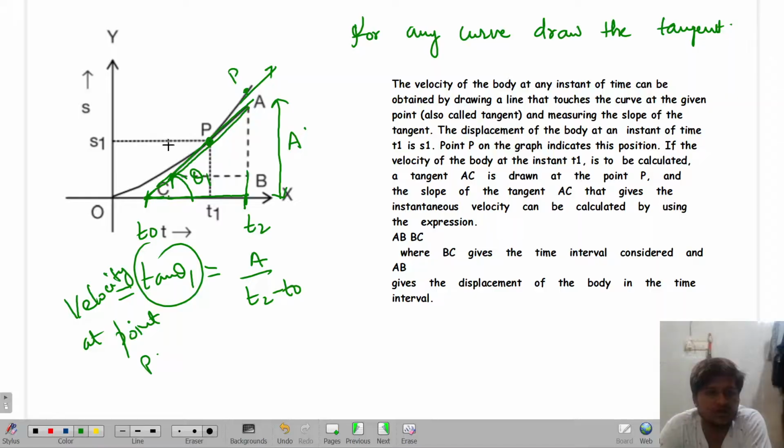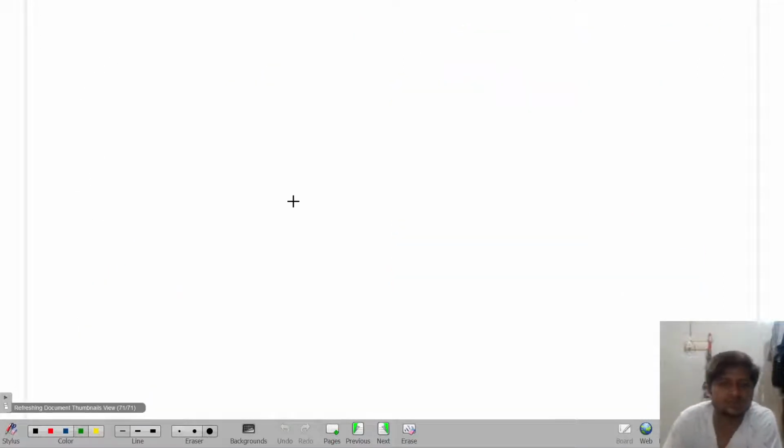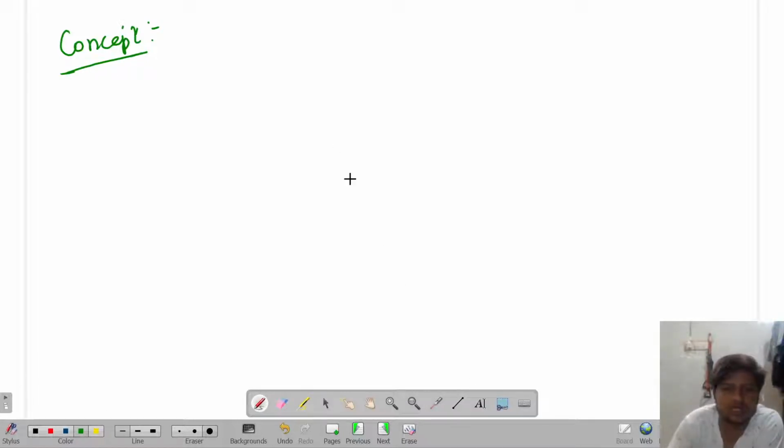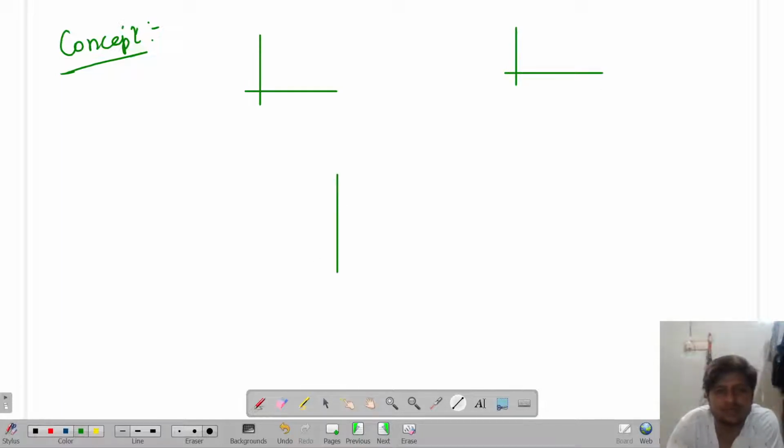So one most important thing you should remember is that for any kind of curvical path, you have to draw the tangent and draw a right angle triangle over here. Okay. One most important point, let's suppose I consider the next concept. Again, I have this displacement time graph. Let's start. First concept, the smallest concept, two concepts I'll give. Then I'll give a big example of it. So let's just start.